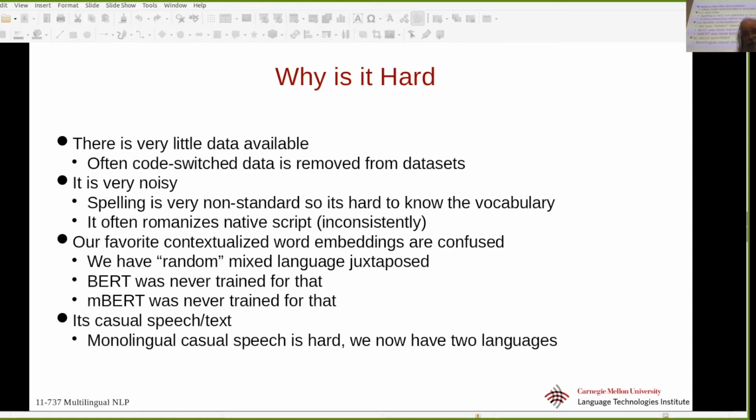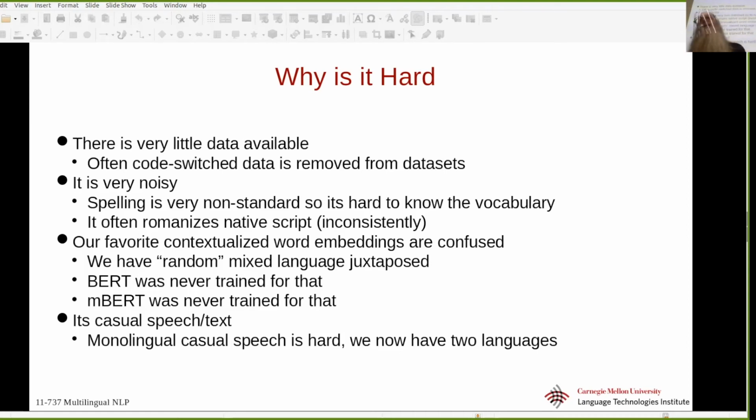Why is it hard? Well, it's actually quite hard because most of our data sets don't contain code switch data. In fact, most of the time we remove code switch data from any data that we're building these big pre-trained language models from. That's not completely true. RoBERTa is actually a wee bit better from that point of view, but it's still the case that it's often looked upon as some mixed language that we're not sure about and we're going to extract it.